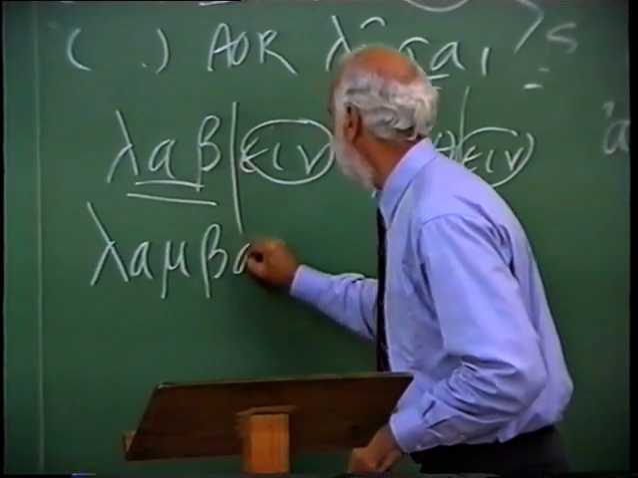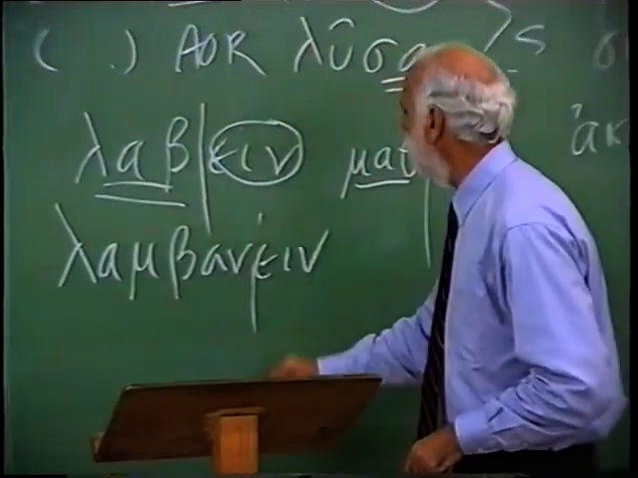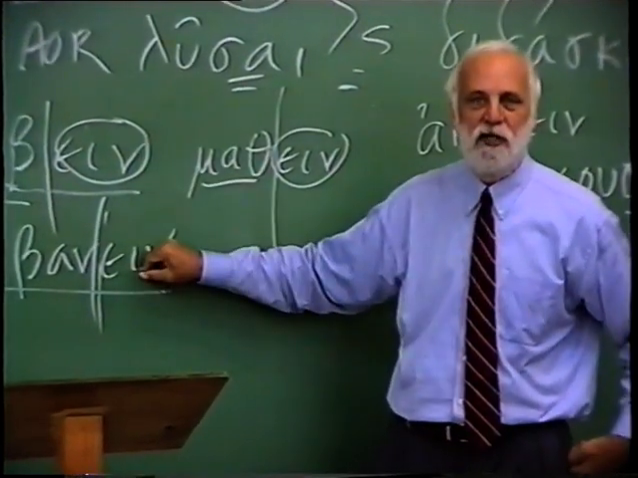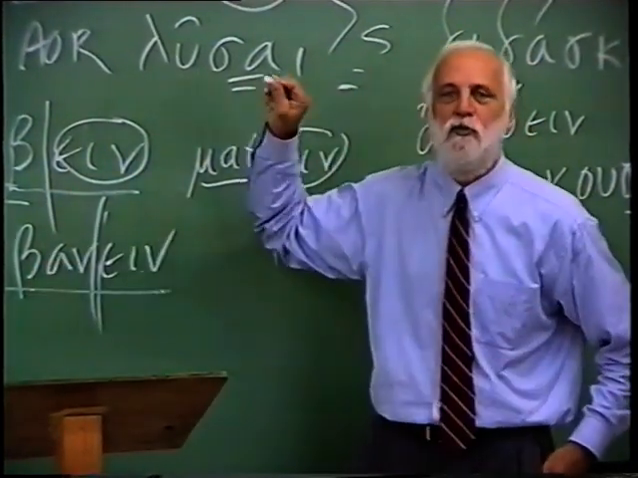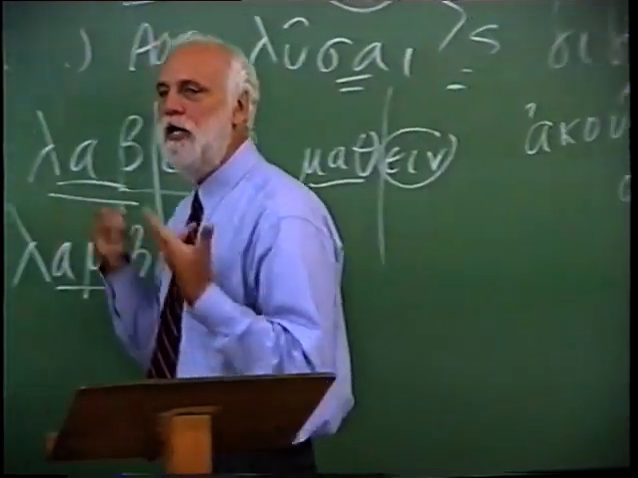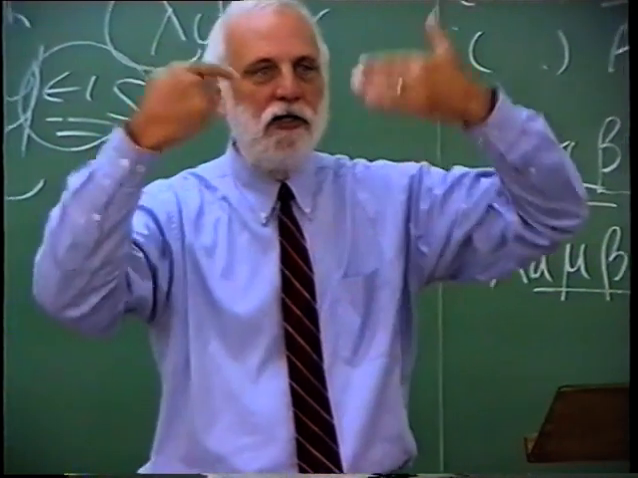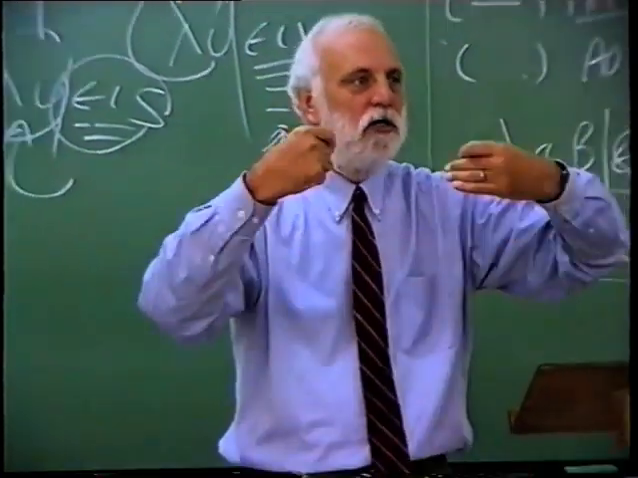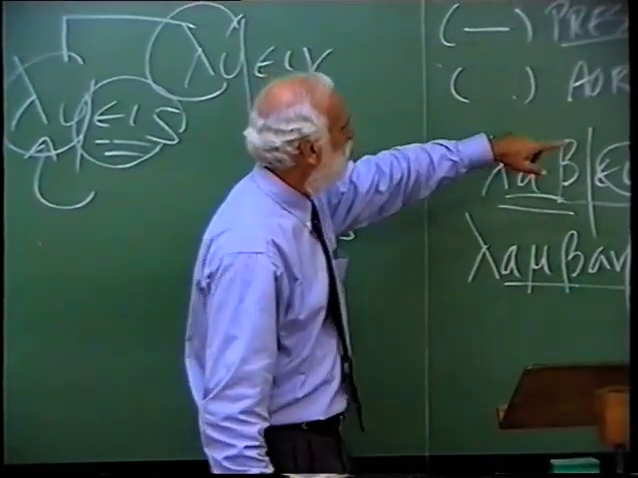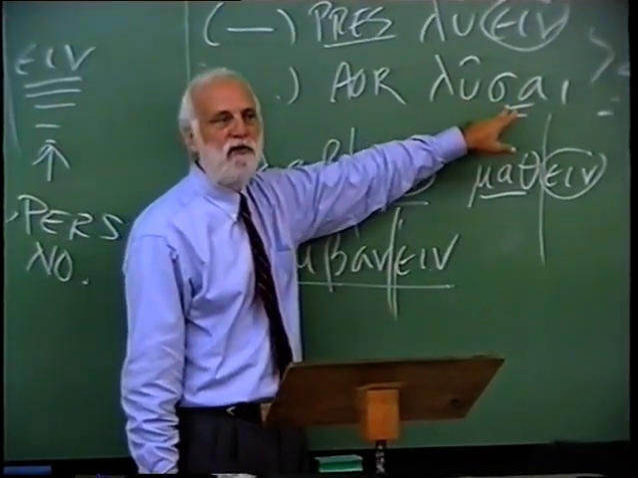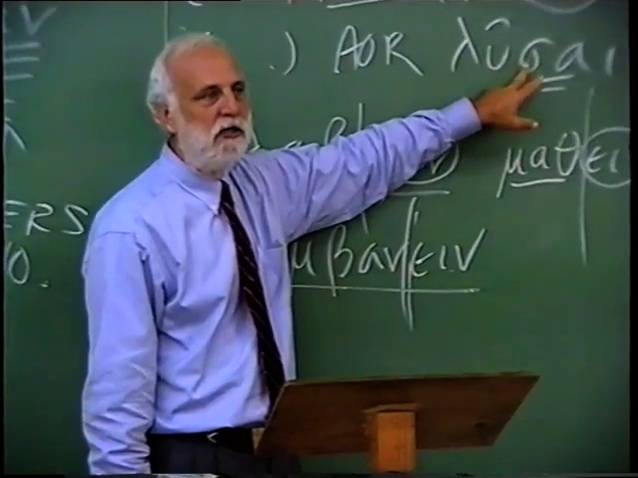So what would be the present infinitive? Lambanein. You see it there? Lambanein and labein. Both are infinitives. One is a present infinitive, the other is what? An aorist infinitive. How can I tell? The verb has undergone a what? An internal stem change. Whereas with the first aorist, I have to add the what? The sigma alpha.